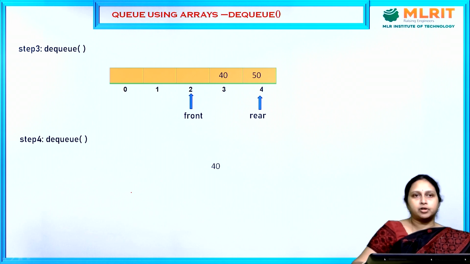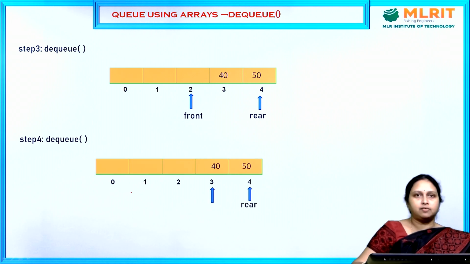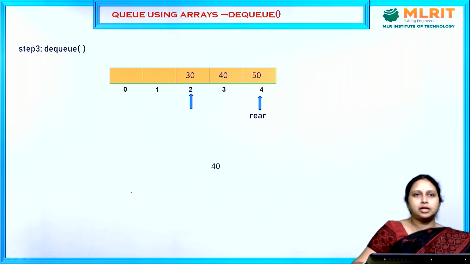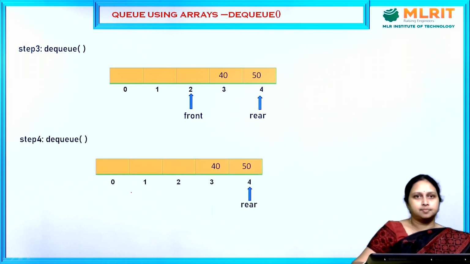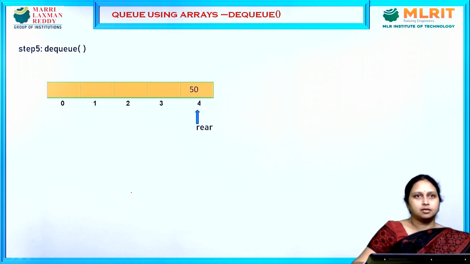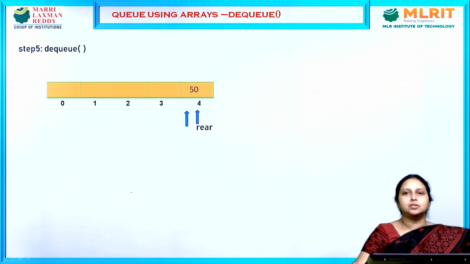Next, if I perform the dq operation, front will be incremented and 40 is going to be deleted. Now if I am going to delete one more operation, yes, this is the last one where I am going to delete. Now front and rear are pointing to the same location.